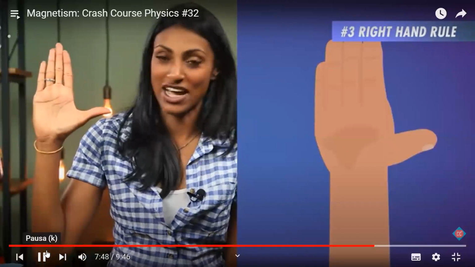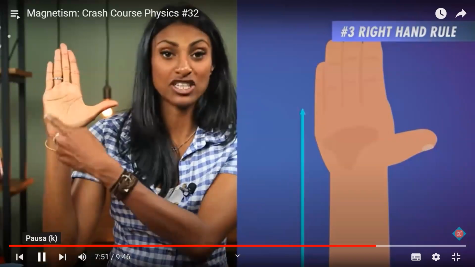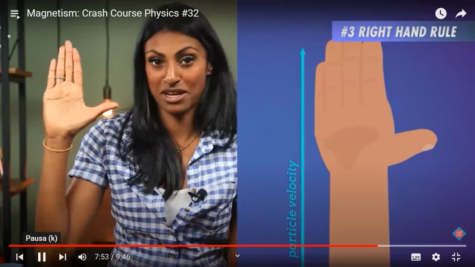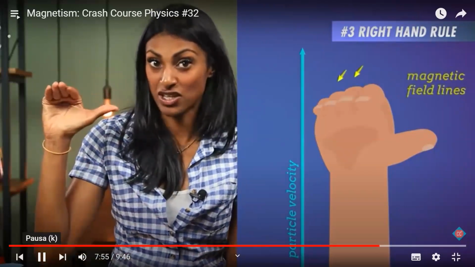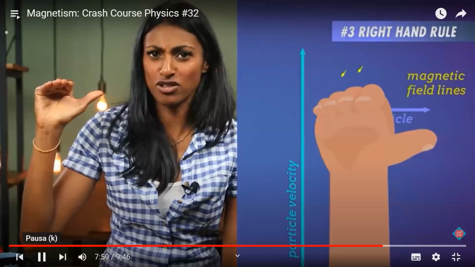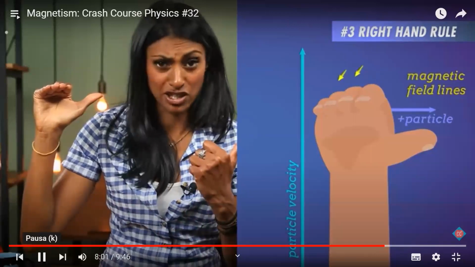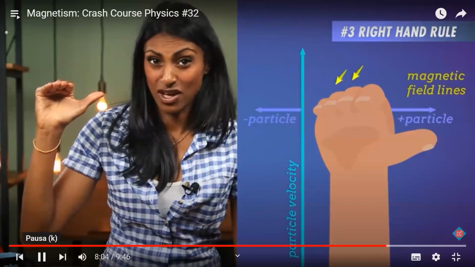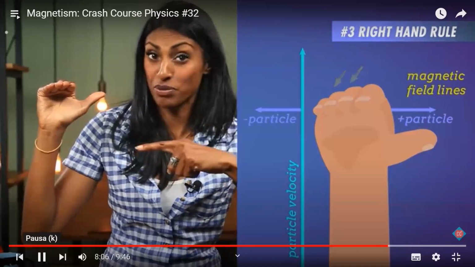So get your right hand out again, straighten your fingers with your thumb stretched outward, then point your arm in the direction of the particle's velocity. Then bend your fingers to make them point in the direction of the magnetic field lines. This is where things get a little tricky. If the charged particle is positive, your thumb is pointing in the direction of the force. But if it's negative, the force is pointing in the direction opposite.